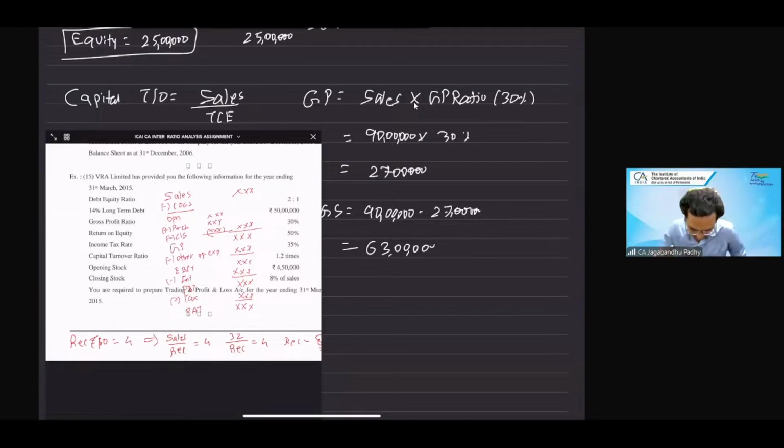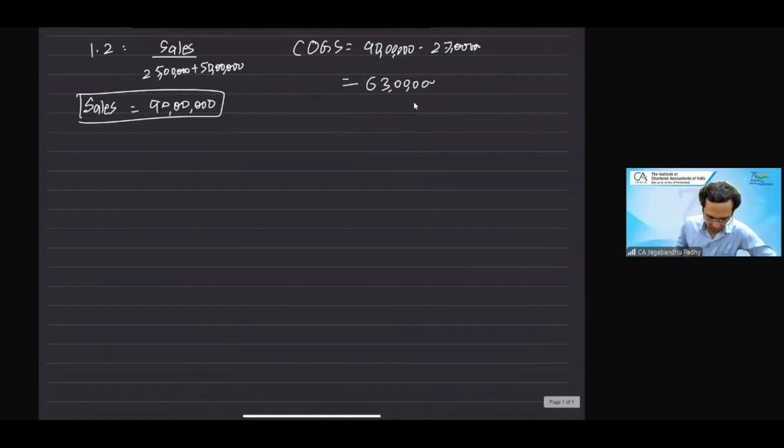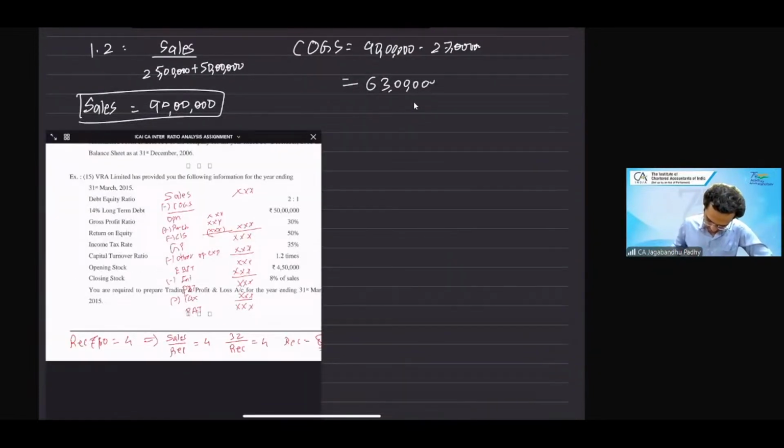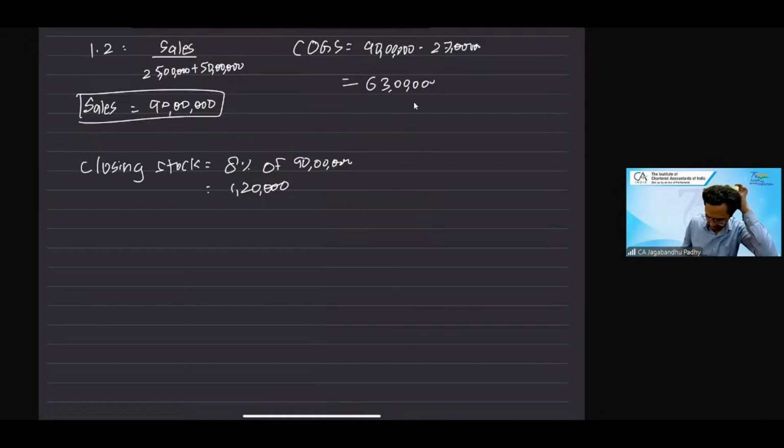Okay. So here we have sales less COGS. COGS is the number that we have got. In this statement, we need the value of purchases also. Opening and closing stock information is given to us. Opening stock is 4,50,000. Closing stock is 8% of sales. So we'll first find the closing stock. Closing stock is 8% of 90 lakhs, which is 7 lakh 20,000.